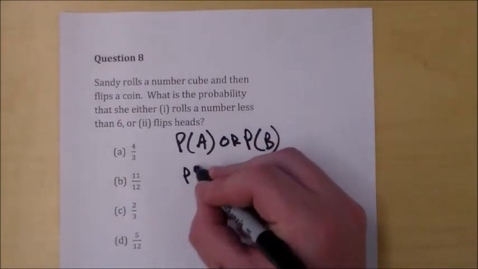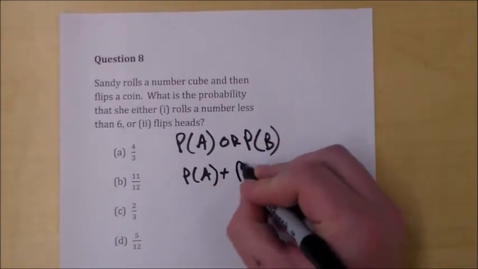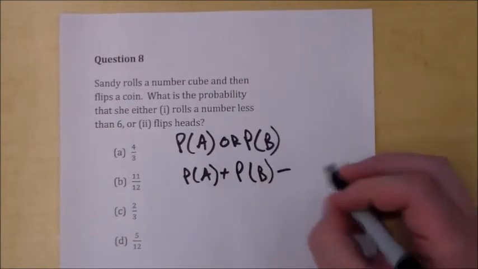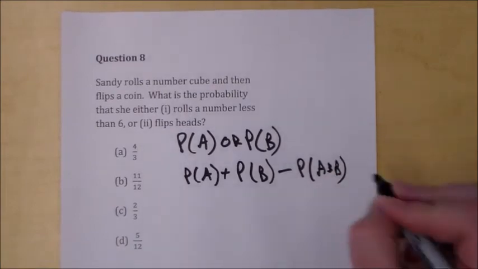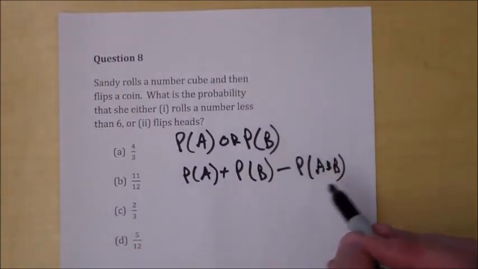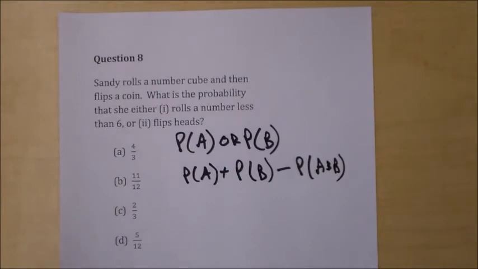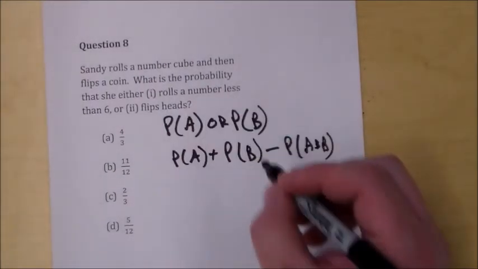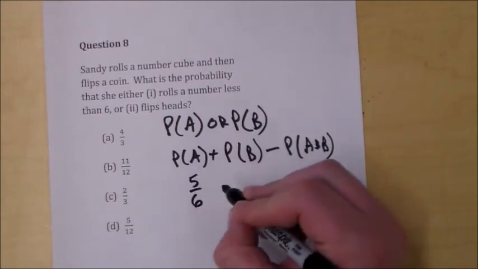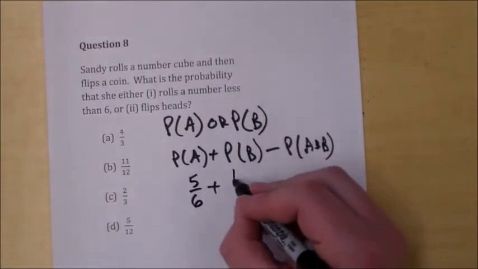We're going to add the probability of A to the probability of B, and then subtract the probability of A and B to get rid of the overlap. And you're like, I still don't really trust you on this whole subtracting the overlap. You'll trust me after this? I promise. So probability of A rolling less than a 6 is 5 out of 6. Probability of B flipping heads is 1/2.